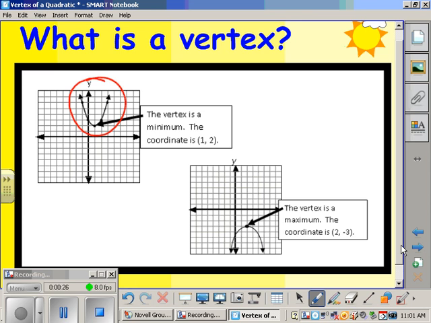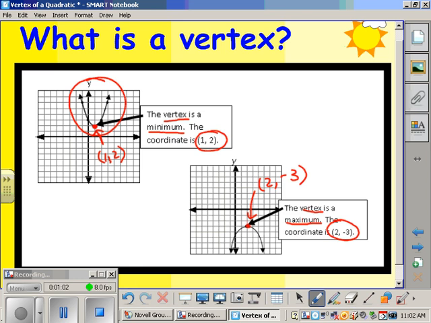Now, in a parabola, you've got either a minimum, which is the lowest point of the parabola, or, if you look at the graph slightly below to the right, this one, which is facing downward, has what's called a maximum. The minimum or the maximum is called the vertex of the parabola, and you identify it as a point. So for the first one, the vertex is at 1, 2. In the bottom one, the vertex is at 2, negative 3.